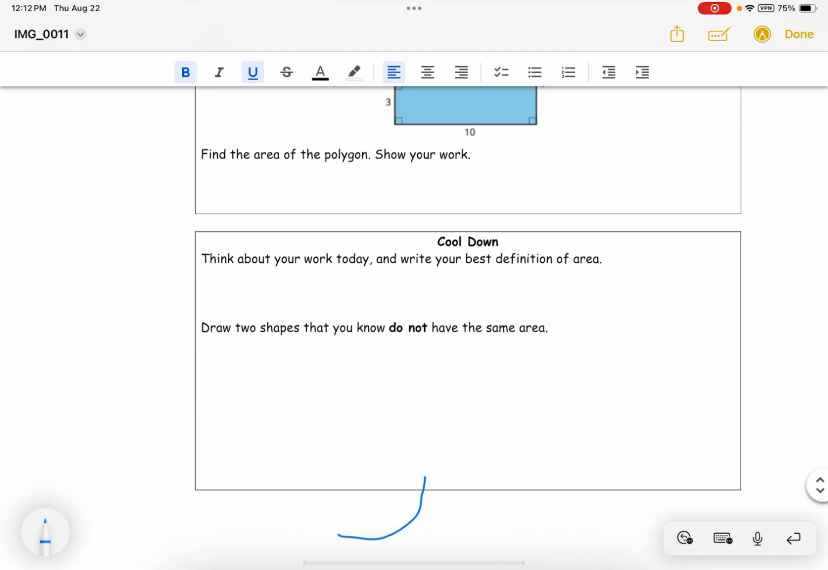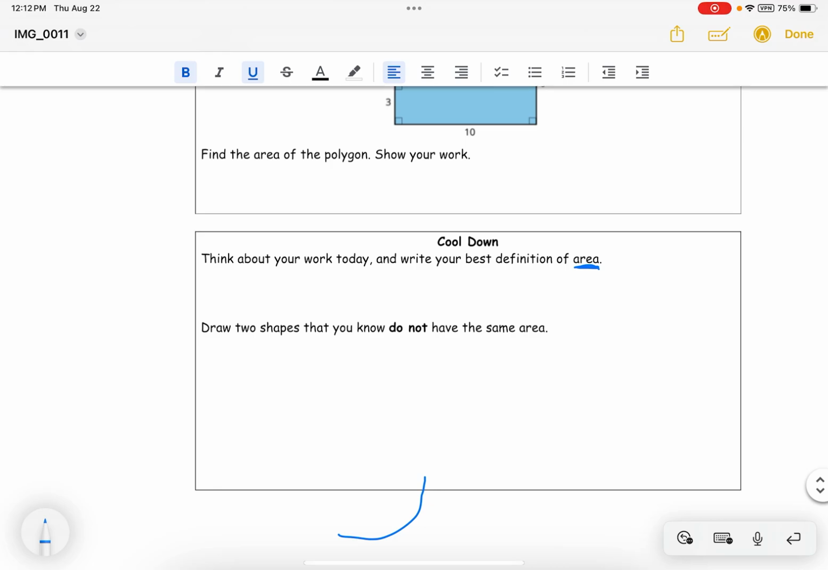So think about your work today and write your best definition of area. So area is how many square units there are in a shape. So how many little 1 unit squares are there in the shape? The space that it covers. So write that definition in your own words. And there should be a definition on your paper or up on the board as well.